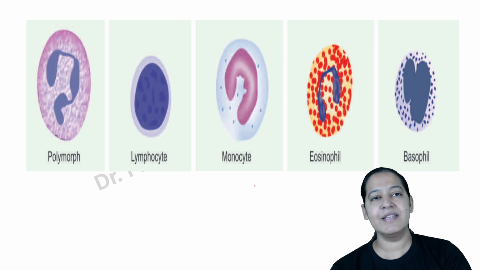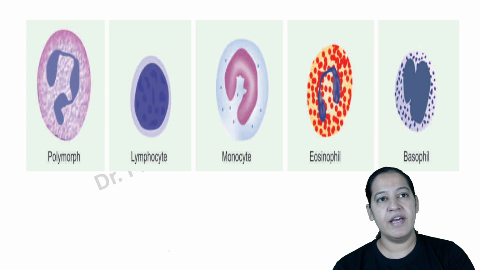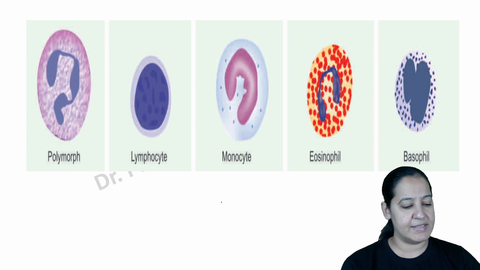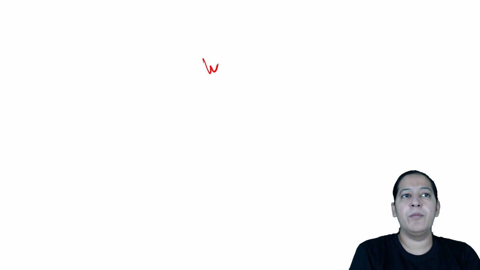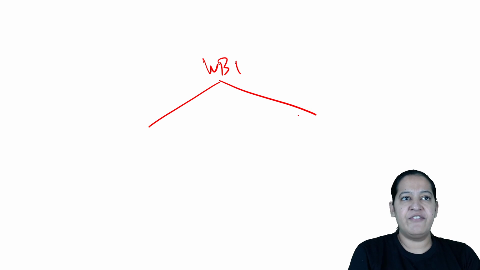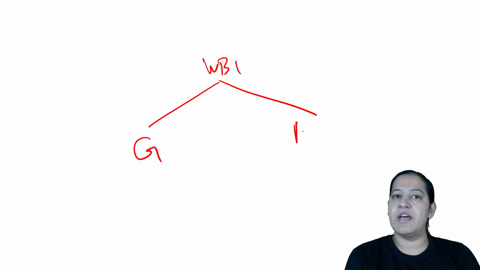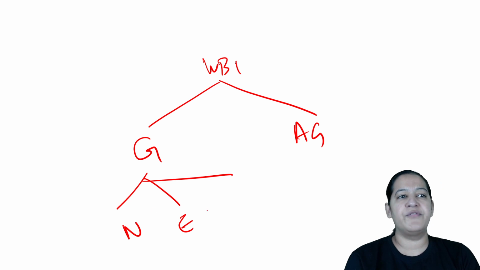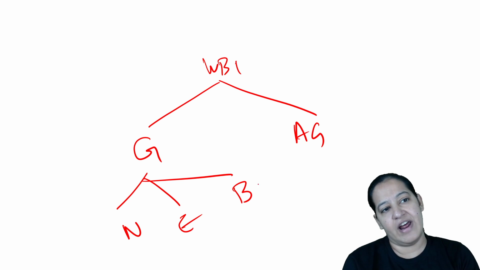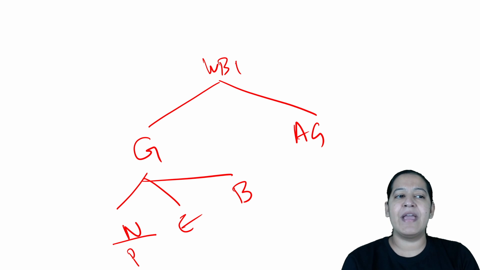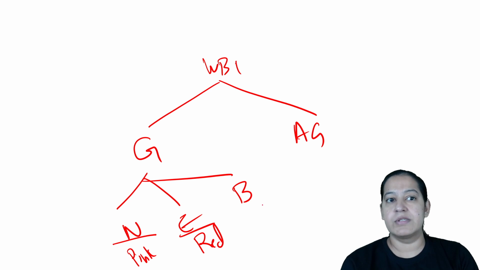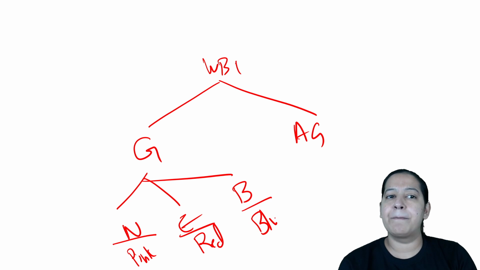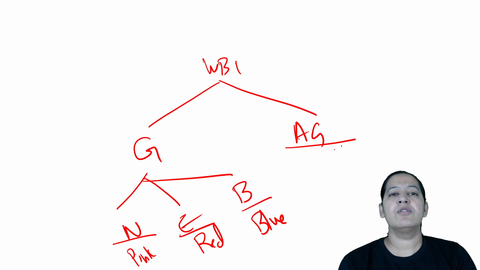Have you got it? Now listen, there are 5 types of WBC. Some of them are granulocytes and some are agranulocytes. Granulocytes are of 3 types: neutrophils, eosinophils, and basophils, based on the color of granules. In neutrophils, we have pink or purple granules. In eosinophils, we have brick red color granules. And in basophils, we have dark blue or black color granules. Agranulocytes are of 2 types.